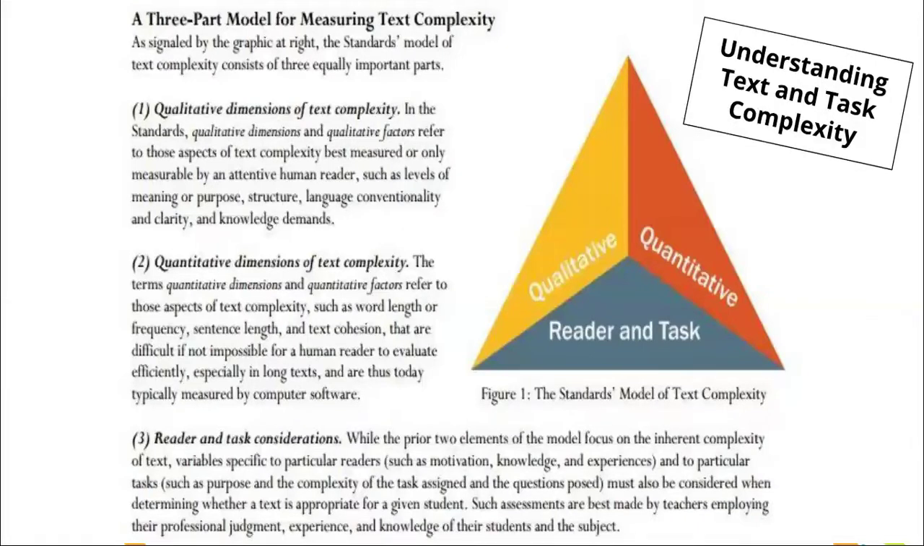Those are the ones such as word length and frequency and sentence lengths and text cohesion and how familiar the language structure is. Really long texts usually have a higher difficulty level. This can be figured out by a computer. So you can feed in a piece of text and it can give you a quantitative analysis of how complex the text is. The other 2 components, qualitative and reader and task considerations, are both parts that people have to do. And most importantly, the teacher needs to do.